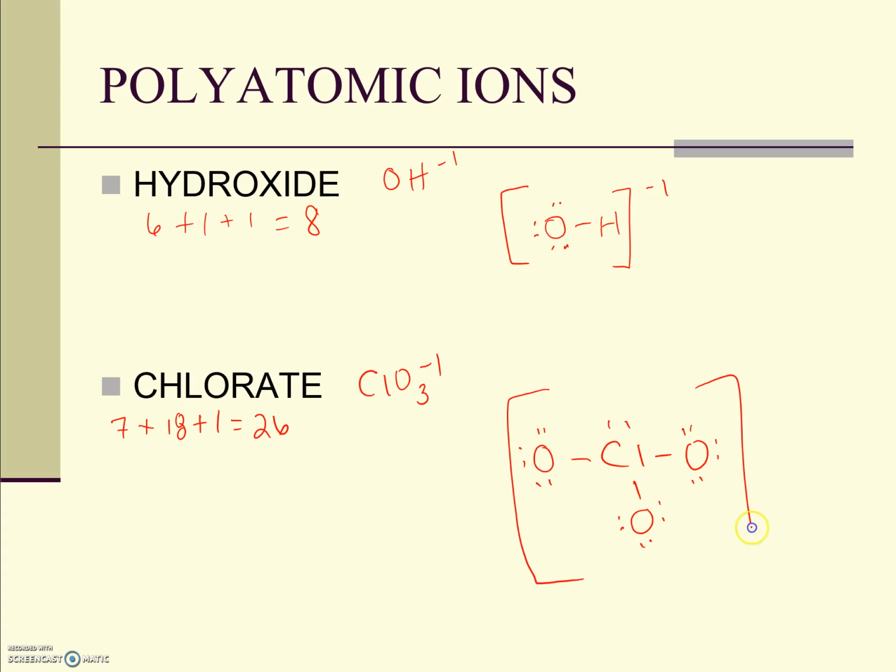So if I look at this one and this one, if we go back and look at shape, 2 points, so this is linear. And if I look at shape here, I have A, I have 3 things around it, AX3E, and so I have trigonal pyramid.